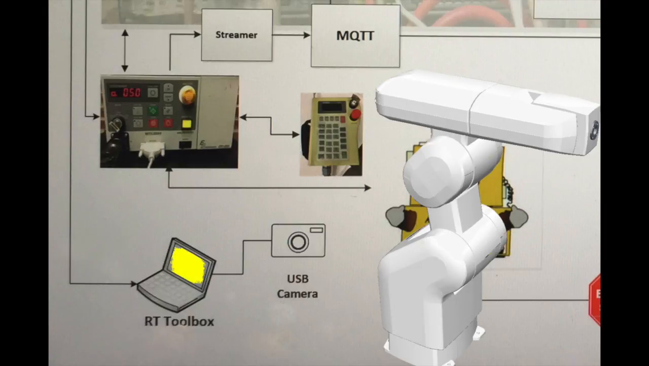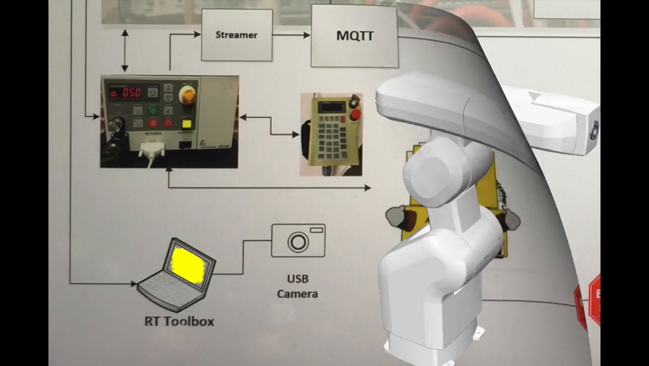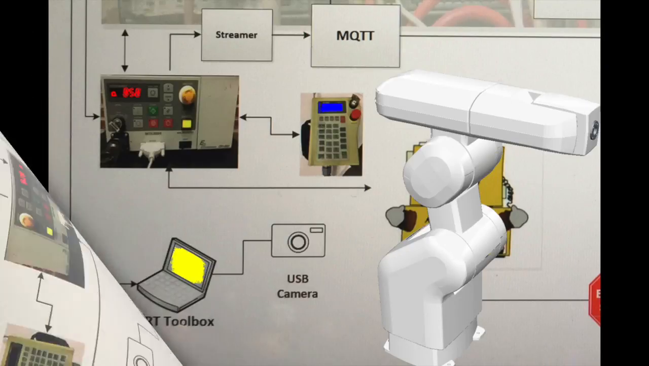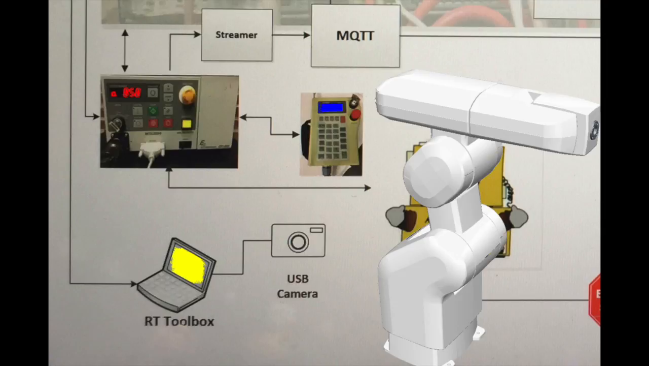Using the RT Toolbox software that is used to program the robot arm, we were able to take the TCP/IP connection from the controller and sniff the packets so that we would be able to get a list of all of the commands used to control the robot, as well as take all of the data sent back from the robot and push this up to the MQTT bus.